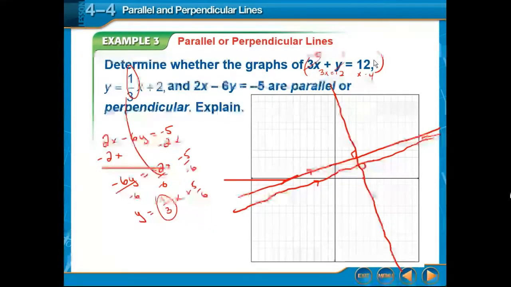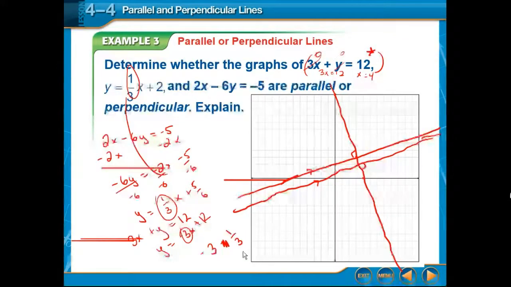If I were to solve this one here for the slope, I would get it in slope-intercept form. So 3x plus y equals 12. Getting y by itself, you would do minus 3x to both sides. So here, the slope is -3. So -3 is an opposite reciprocal of 1/3. So you switch numerator and denominator, and change the sign. So you can say those are perpendicular.